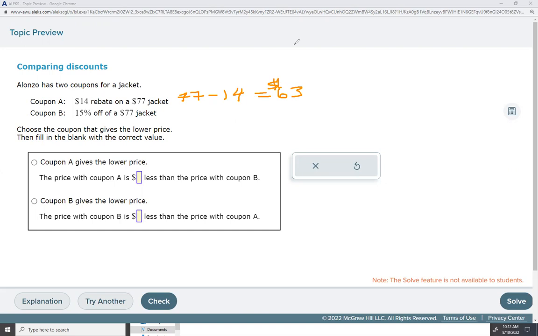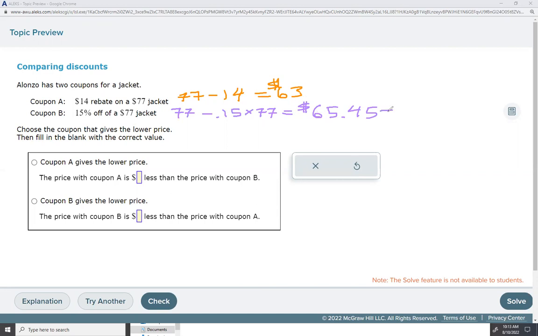Okay, let's do a different color. Whereas coupon B says we're going to knock off 15%. So $77 minus 15% of $77. Let me just type that in. Whoops, not typing correctly. And that gives us, survey says, let me put that where it actually belongs. There we go. $65.45. So the rebate is a better deal.